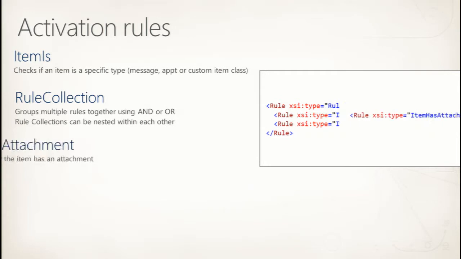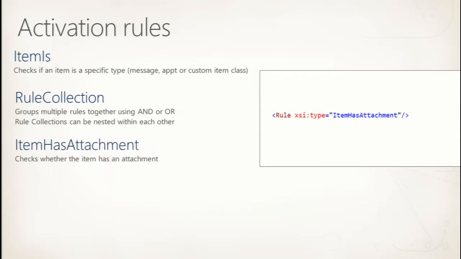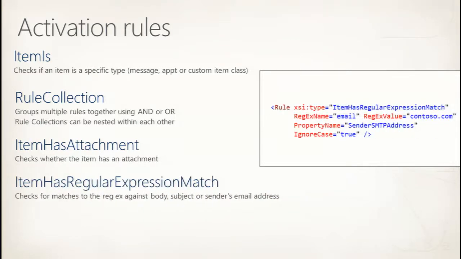We also have an item has attachment rule. So if you ever want to have your app only appear on messages with attachments, then you can use this rule. Possibly one of the most powerful and most useful rules is the item has regular expression match.